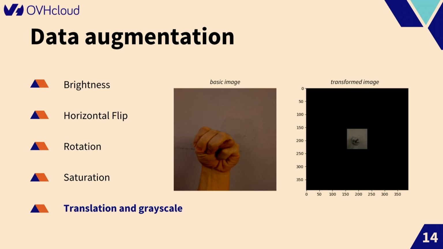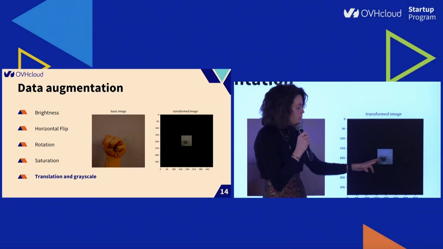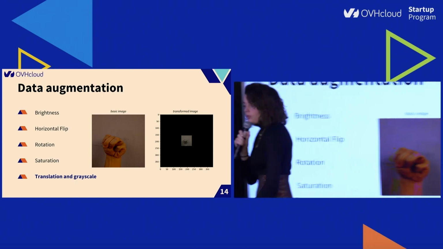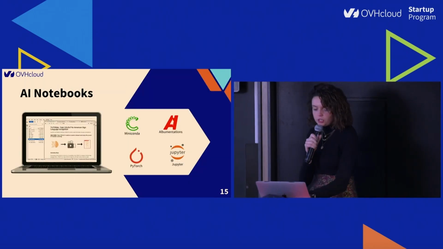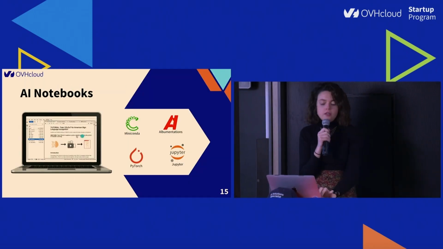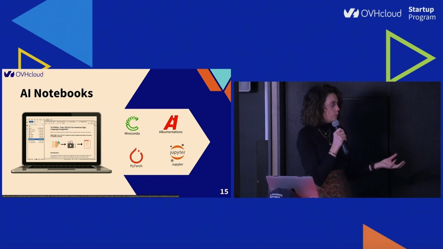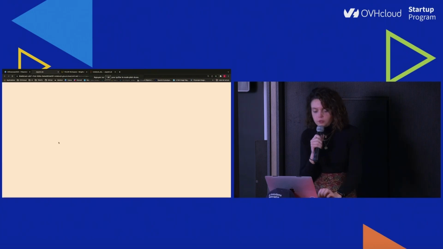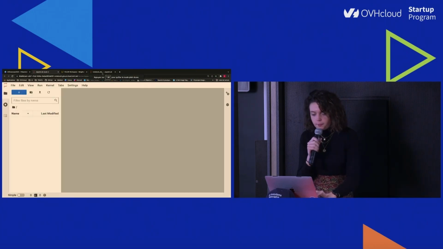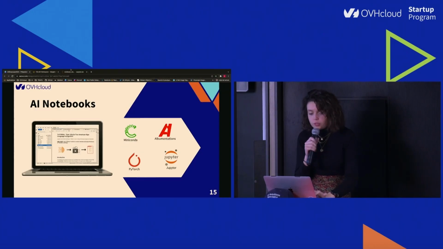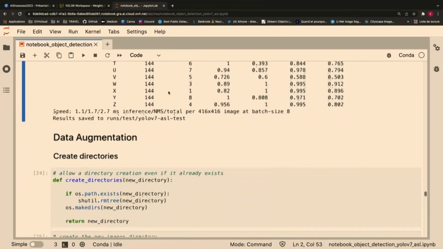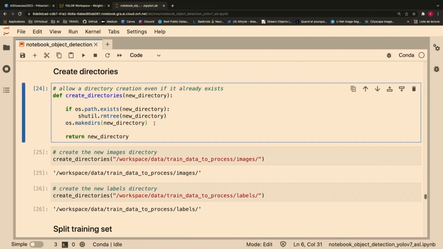Something important in object detection: even if my box is here on the basic image, it has to be here on my resulting image. How to do it? We can use Albumentations, that you can see here. It's a framework dedicated to data augmentation, especially in computer vision, and we're going to use it. I have already a notebook open. I will use it. OK, so how to do it?